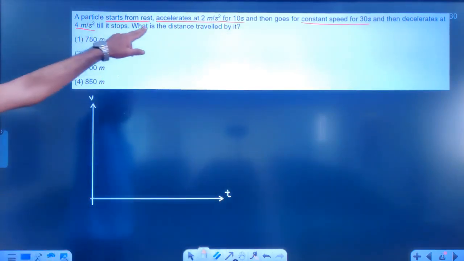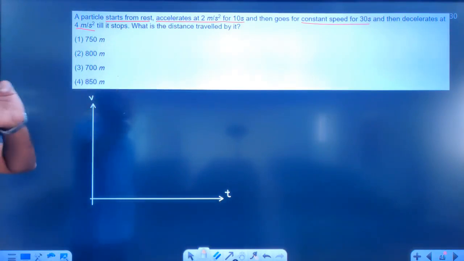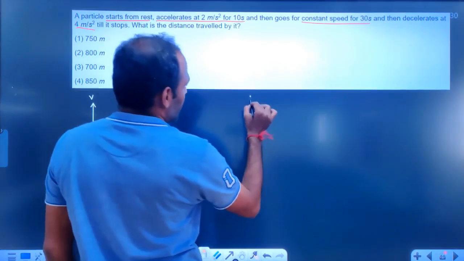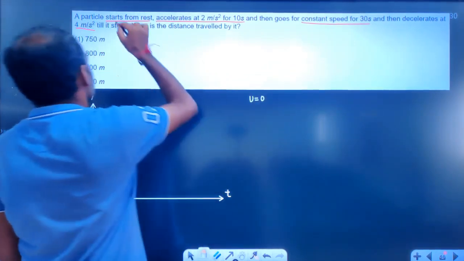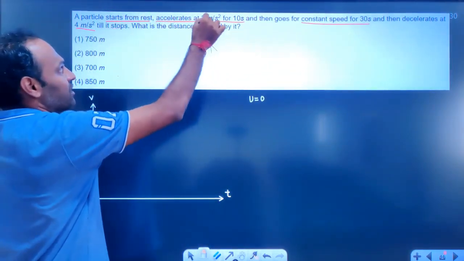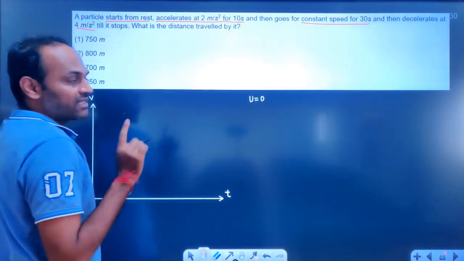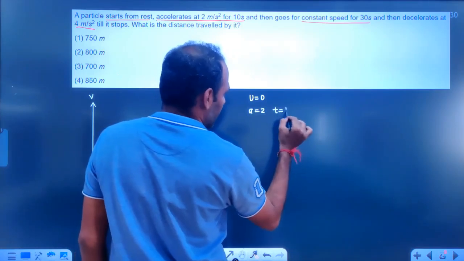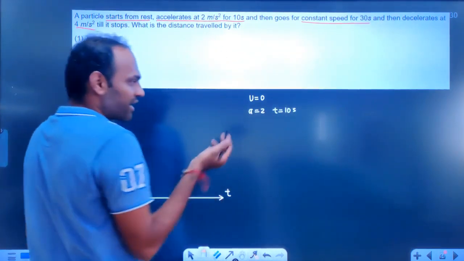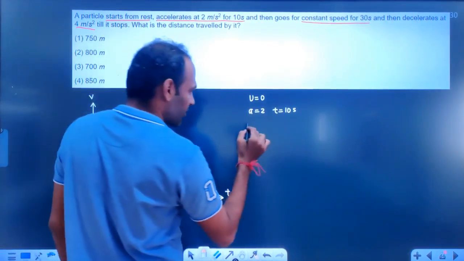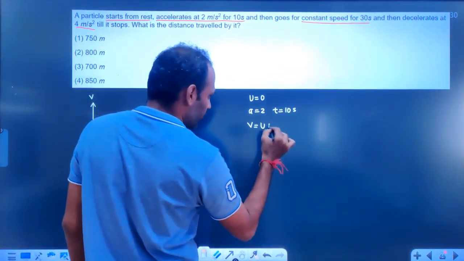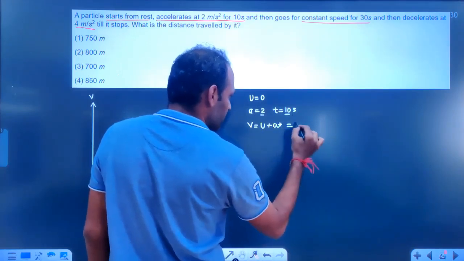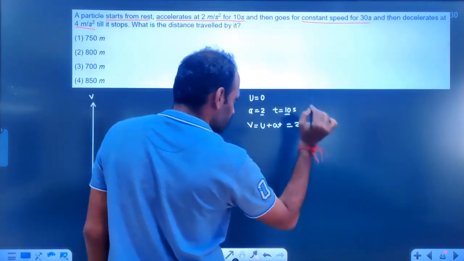The particle starts from rest and accelerates at 2 meter per second square for 10 seconds. The initial velocity is 0, because it is starting from rest. Acceleration is given as 2 meter per second square, time is given as 10 seconds. So I can calculate the velocity using V is equal to U plus AT. U is 0, A is 2, T is 10. So the final velocity is 20 meter per second.